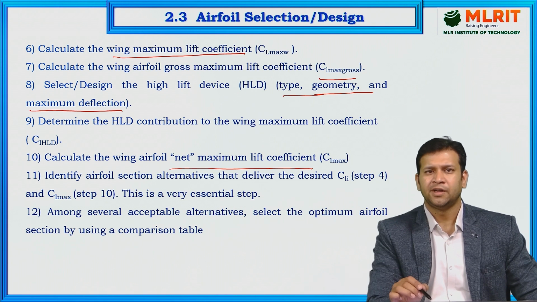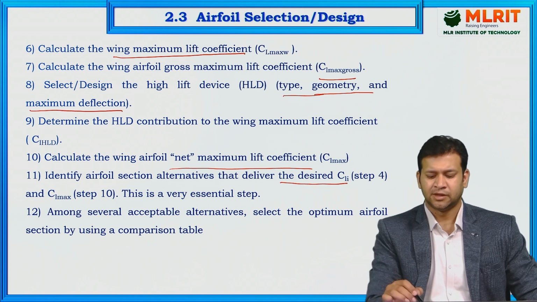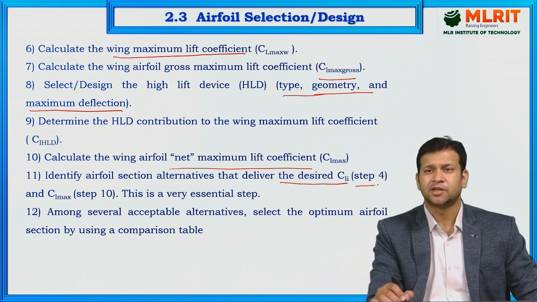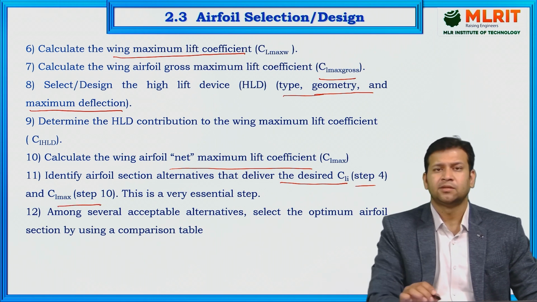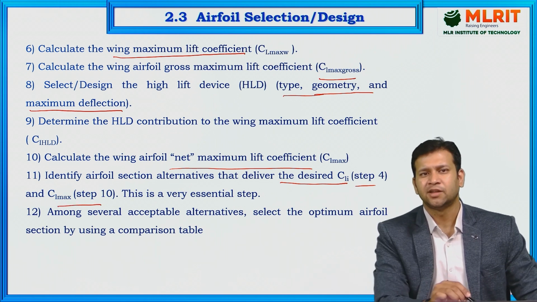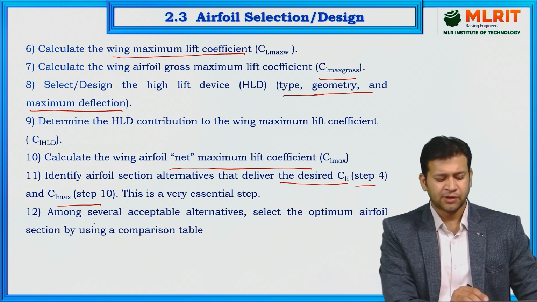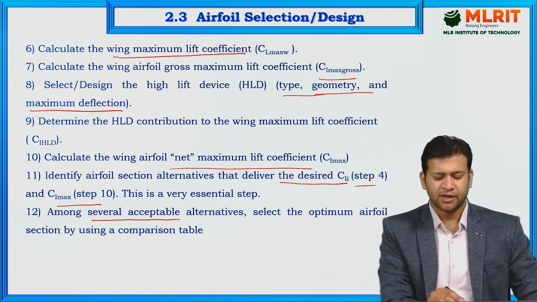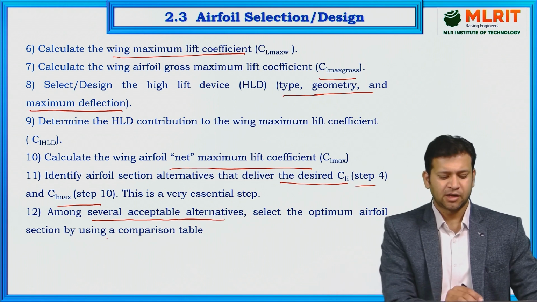and we'll identify the airfoil section alternatives that deliver the desired CLi. This desired CLi is estimated at step 4 and CL max at step 10. These both are very essential steps. If there are any changes in this, then again we'll go back to step 1. Among several acceptable alternatives, we select the optimum airfoil section by using a comparison table.